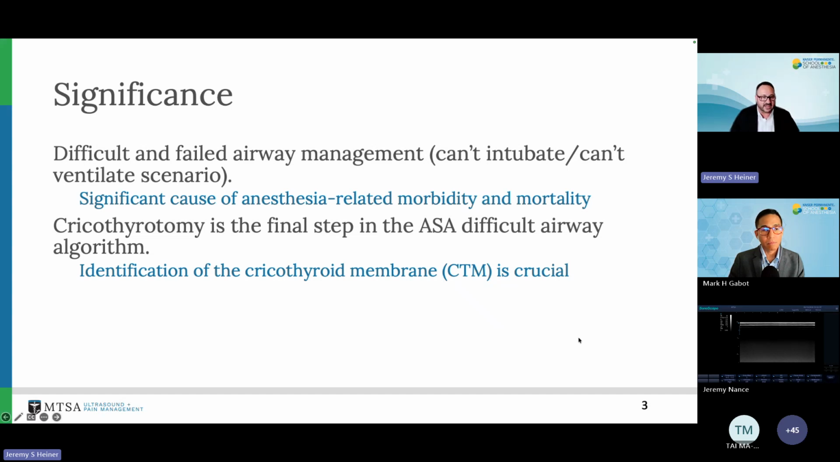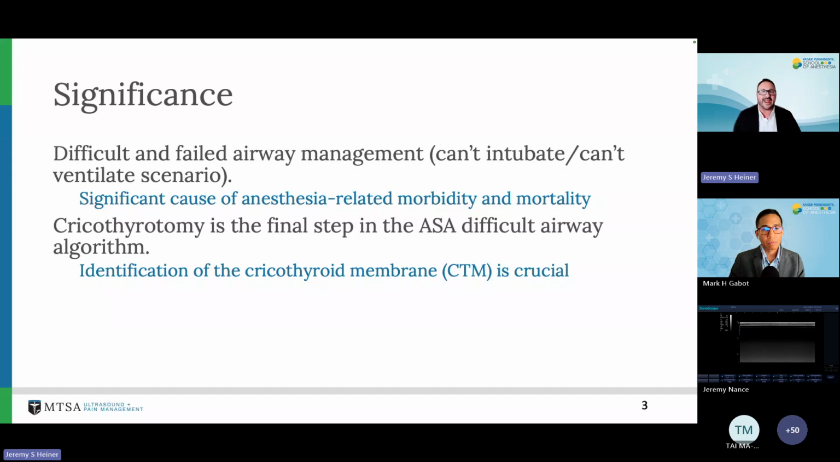So this is certainly a significant cause for anesthesia-related morbidity and mortality. You look at any closed claims analysis, and you will see that the primary problem with responding to this emergency is a delay in doing a cricothyrotomy. Cricothyrotomy, it is the final step.